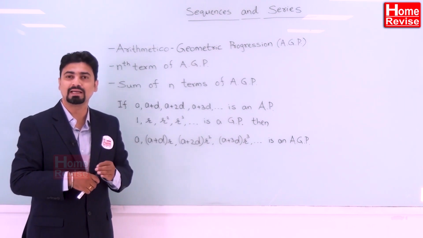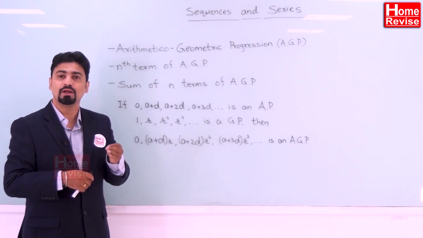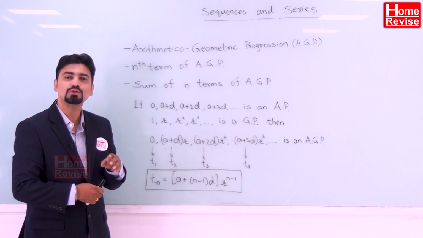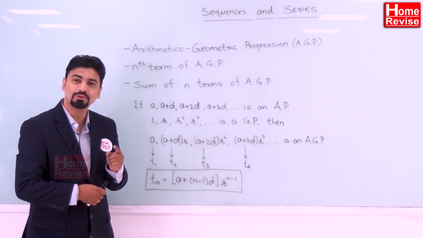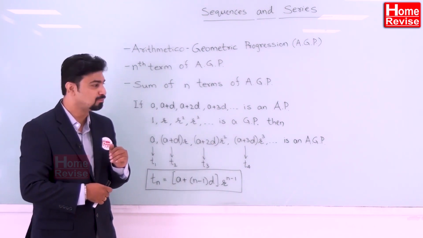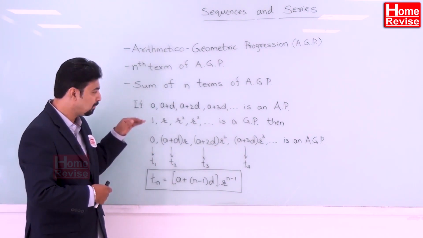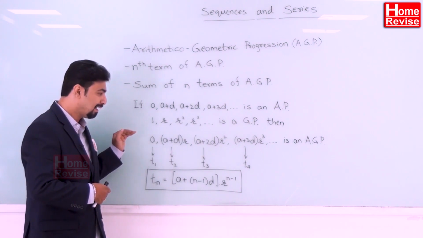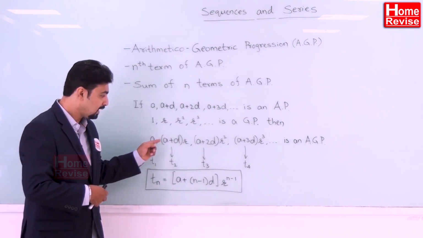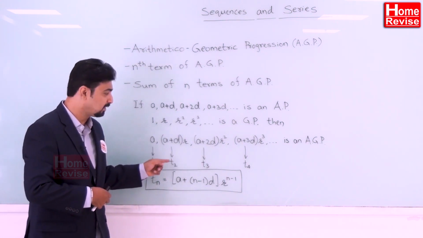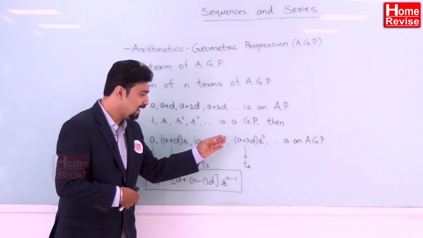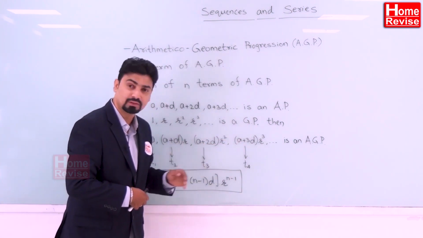So in short, to revise again, an arithmetico-geometric progression is obtained when we multiply corresponding terms of an AP and a given GP. Now that we have understood what is an AGP, let us find out the nth term of the AGP. Now, AGP, as I said, is the product of corresponding terms of an AP and a GP, correct? So we multiply terms of AP with terms of GP to get the terms of AGP. So I can say that A is the first term, T1. A plus D into R is my T2, second term. A plus 2D into R square is my third term, T3. And A plus 3D into R cube is my fourth term, T4.